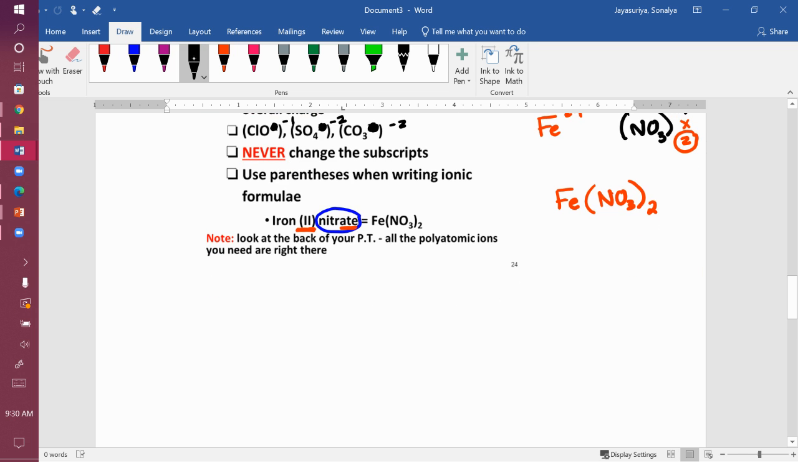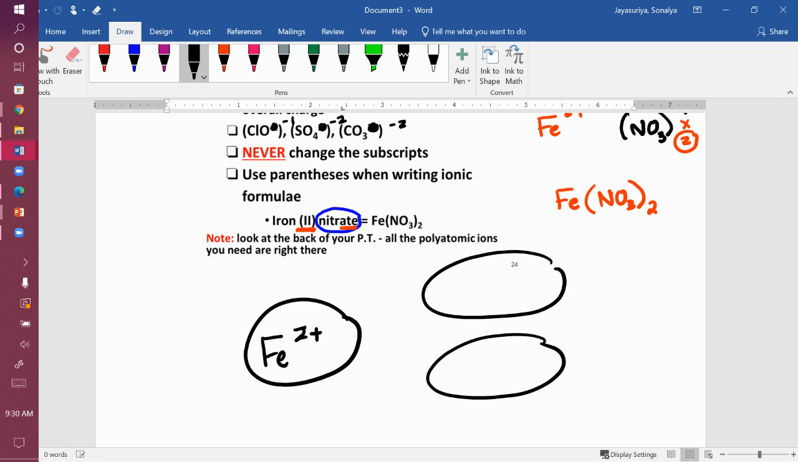So if I draw the compound out, it would look like this. Here's iron with a 2+ charge. In these are nitrates, and each of them would have a -1 charge. The +2 and the -2 will cancel out, and you have your compound. That's what it means when I put a 2 outside the parentheses. Here's the most common mistake. People will write like this.